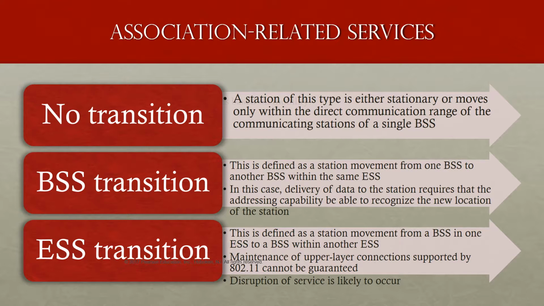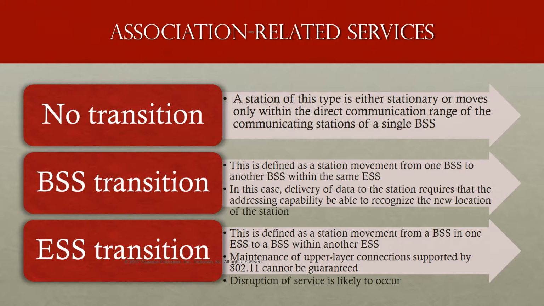Association-related services. The primary purpose of the MAC layer is to transfer MSDUs between MAC entities. This purpose is fulfilled by the distribution service. For that service to function, it requires information about stations within the ESS that is provided by the association-related services. Before the distribution service can deliver data to or accept data from a station, that station must be associated. Before looking at the concept of association, we need to describe the concept of mobility. The standard defines 3 transition types based on mobility.